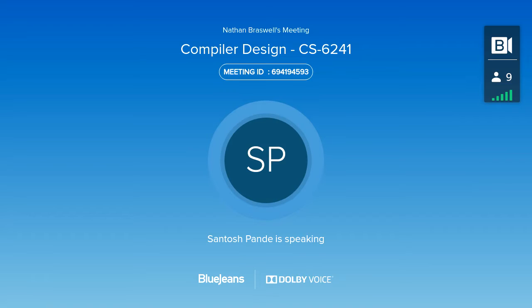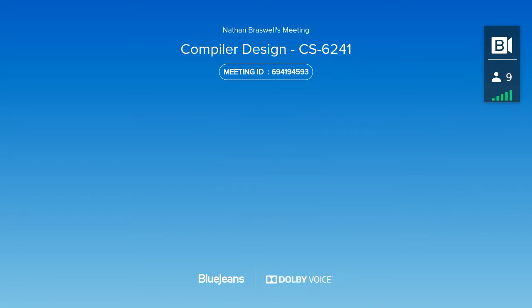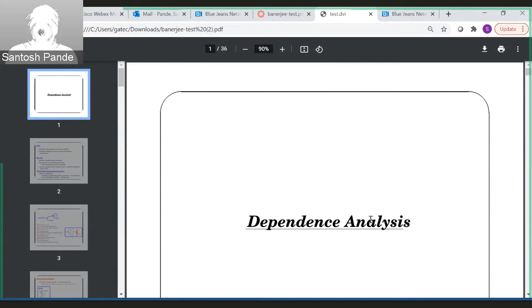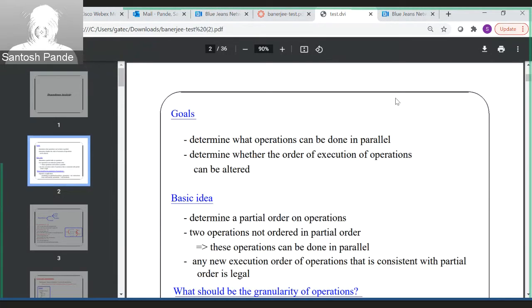So the first one we are going to look at is this particular set of slides, which is what we call the Banerjee inequality or Banerjee test. And this is a very famous test in terms of what we are going to look at here, especially on the dependence side.